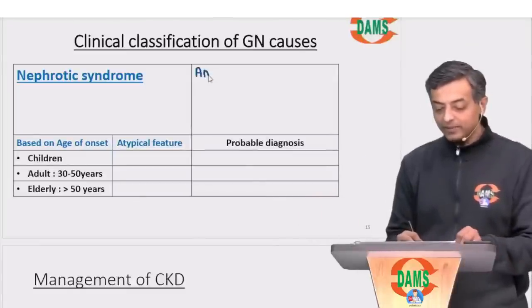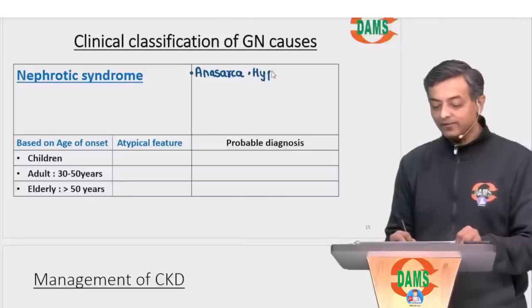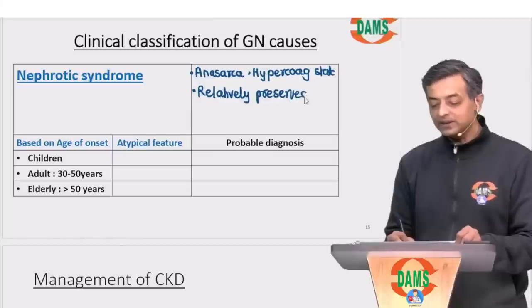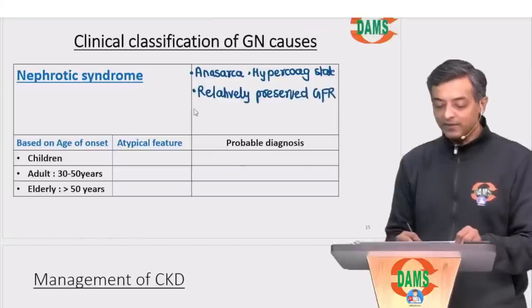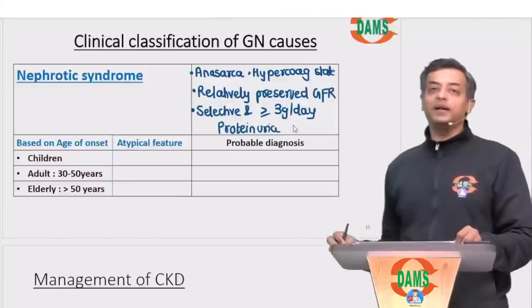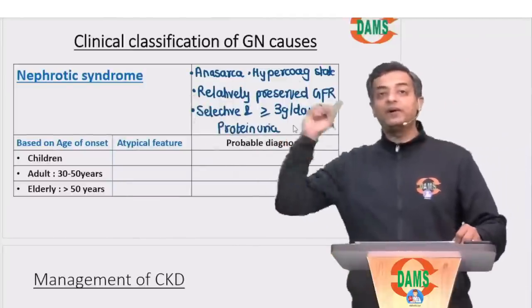But further, if the patient is nephrotic syndrome, when to call a patient nephrotic syndrome? When the patient presents with edema, anasarca, and symptoms of hypercoagulable state, with a relatively preserved GFR. But what is the type of proteinuria? It is selective and more than 3 gram per day proteinuria. Important word. Selective and more than 3 gram per day proteinuria is nephrotic syndrome.